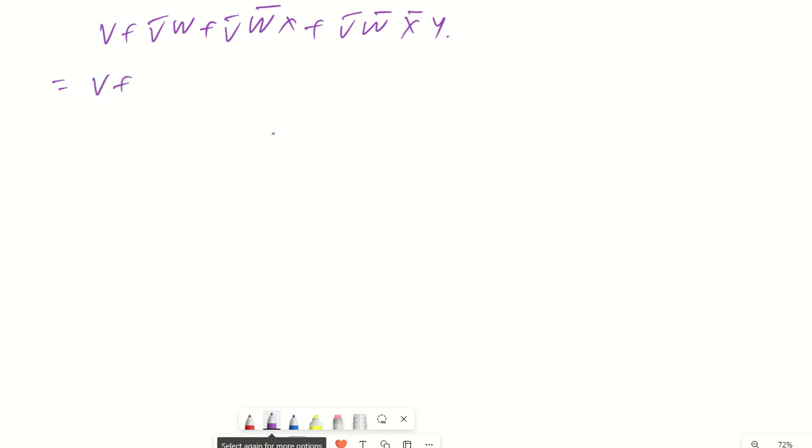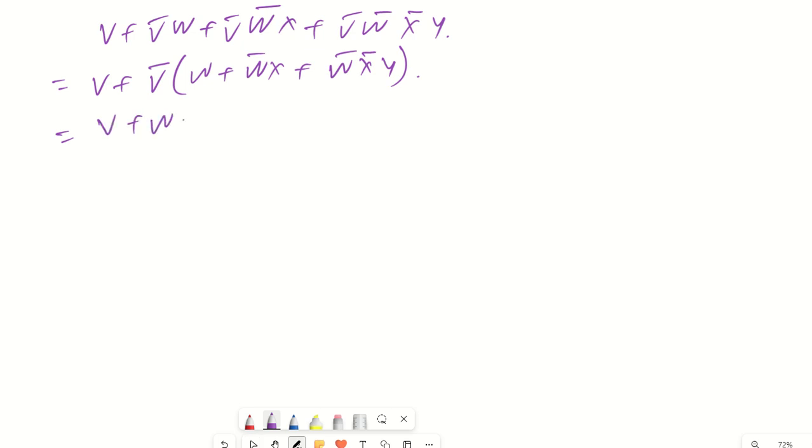So V plus, can we write V̄ common because all of them are having V̄? So I'll write it down as W + W̄X + W̄X̄Y. So this is very simple. Now as you can see, it is looking like V + V̄ into something, so V + V̄ will be 1, so V plus that thing will come, right? So I'll have V + W + W̄X + W̄X̄Y.